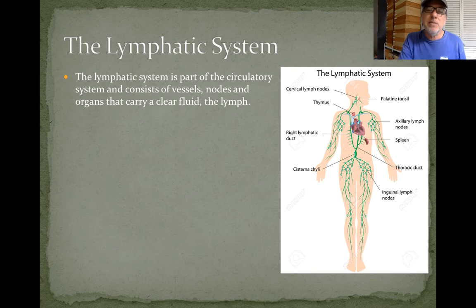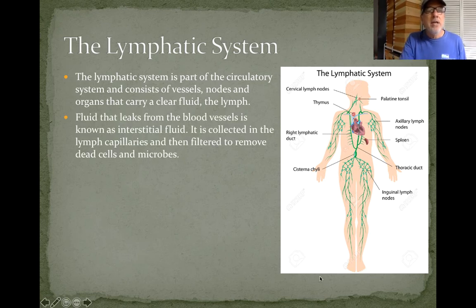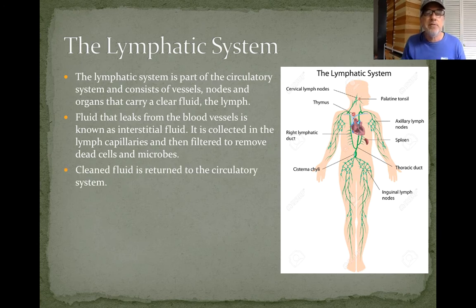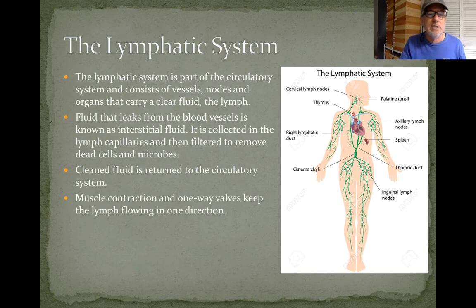The lymphatic system is part of the circulatory system because it consists of these vessels, the nodes, and the organs that carry this clear fluid called the lymph. And here you can see it in green in the picture. The fluid that leaks from blood vessels is known as interstitial fluid, is collected in the lymph capillaries and then filtered to remove dead cells and microbes. And the clean fluid is returned to the circulatory system.